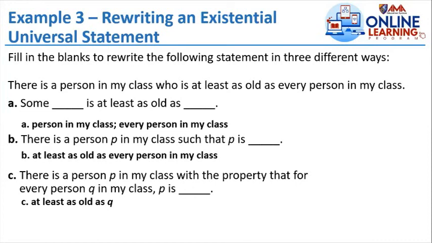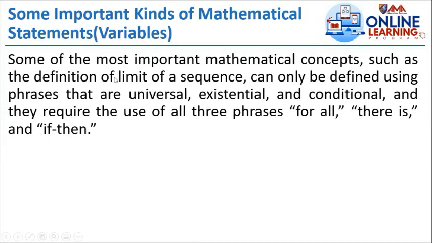So we have here some of the most important mathematical concepts, such as the definition of limit of a sequence, which can only be defined using phrases that are universal, existential, and conditional. They require the use of all three phrases. Now, for all, there is an if then. So I hope if you now encounter definitions in mathematics with the phrases for all, there is, if then, you will understand the definition more.